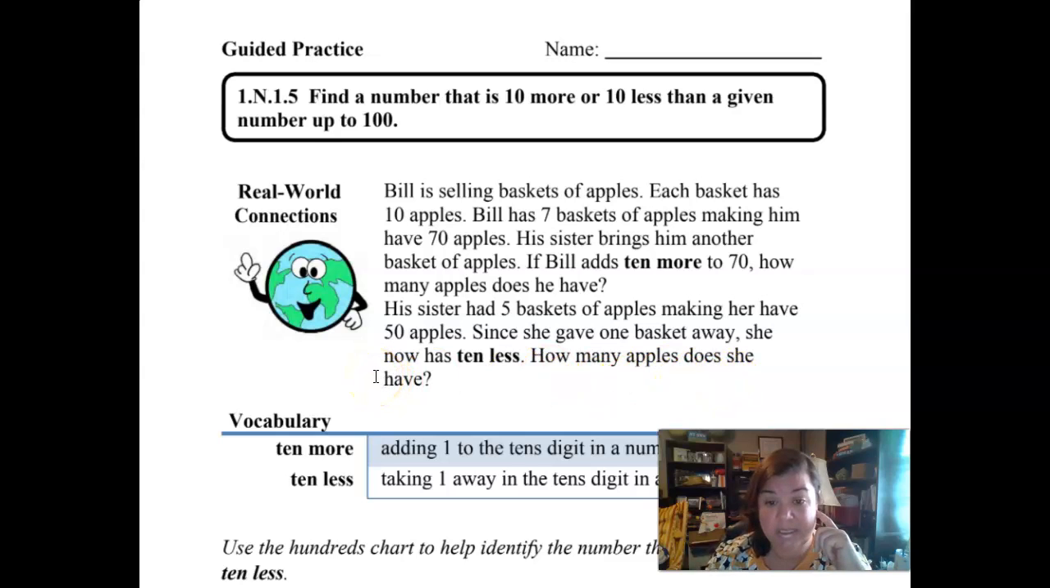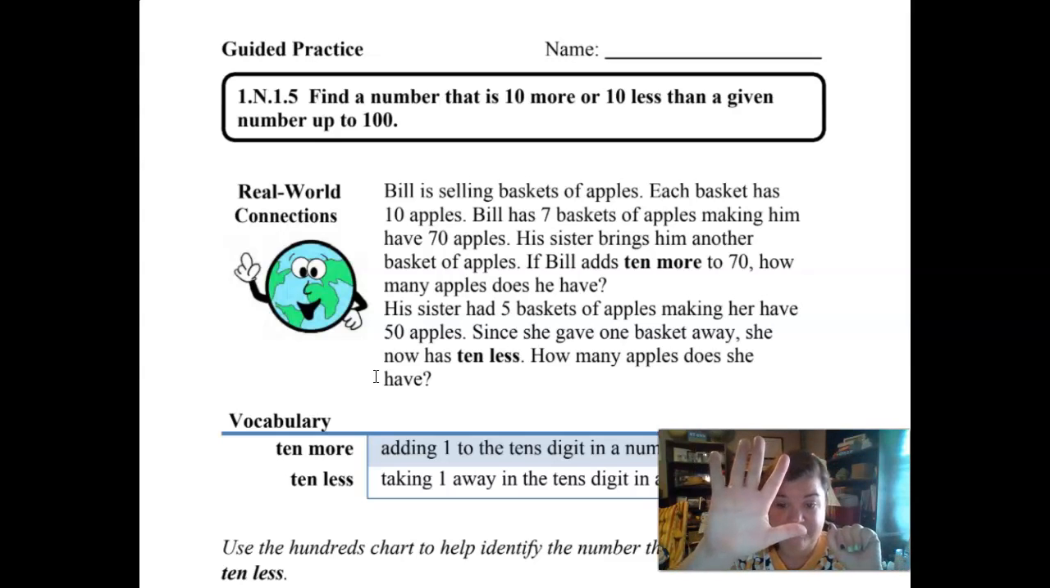Well, she gave one of her baskets to Bill. So now Bill has 8 baskets of apples. If you skip count by 10, what is it? 10, 20, 30, 40, 50, 60, 70, 80. He has 80 apples now.